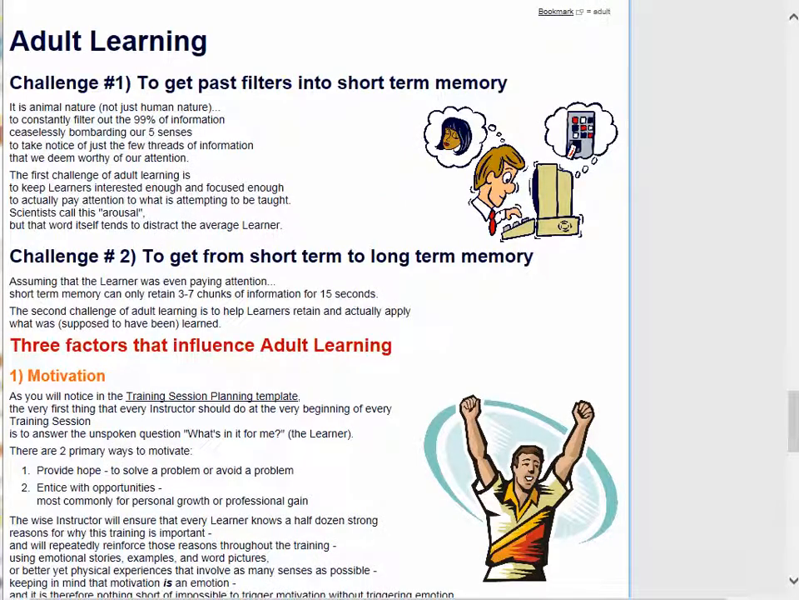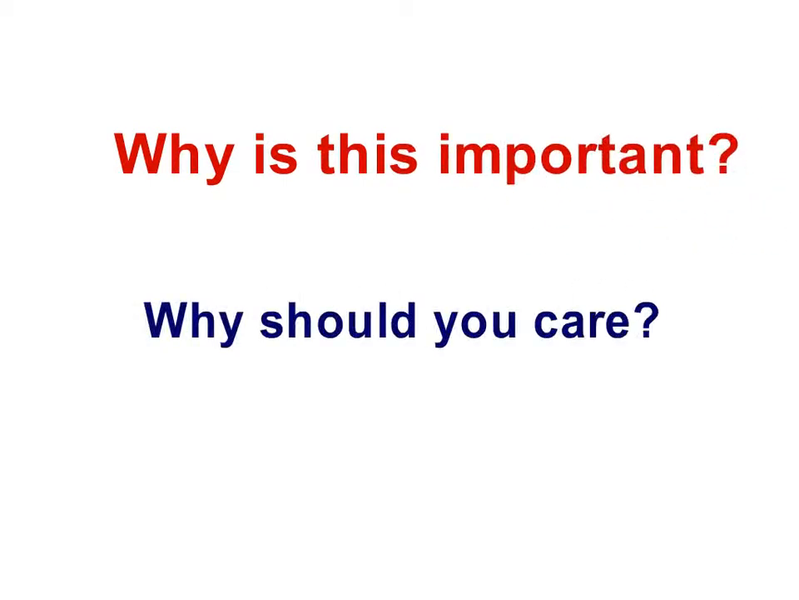As explained in our online training, one of the most important factors that influences adult learning is making sure that your users understand why it's important to learn what you're trying to teach. So why is this training important to you? Why should you care about learning how to use this training session agenda and planning checklist template?